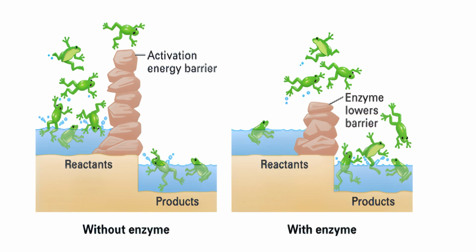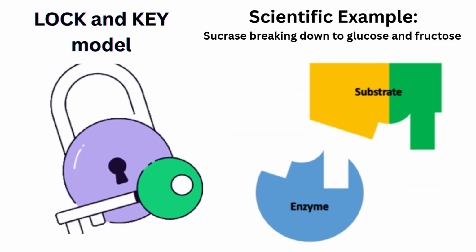As an example, a group of frogs need to jump from one pond to another. But between them is a tall wall of rocks, the activation energy barrier. Most frogs can't muster the energy to clear it. Now, introduce an enzyme. It doesn't move the ponds, but it lowers that rock wall. The barrier is now so low that the frogs can easily hop across to become products on the other side. The reaction is complete.